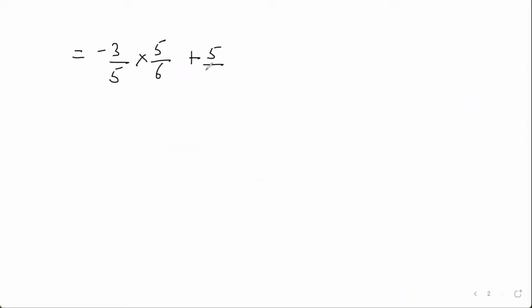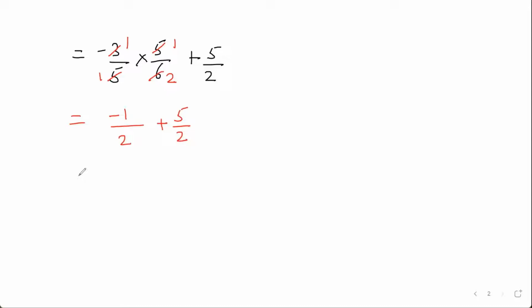Plus 5 by 2. Now here we are having two terms. We'll just cancel it out, because if it is multiplication, we can cancel the terms like this. 3 ones are 3, 3 to the 6, 5 ones are 5, 5 ones are 5. Now in the numerator, we are having minus 1 multiplied by 1, that is minus 1. Denominator 1 multiplied by 2, that is 2. Minus 1 by 2 plus 5 by 2.